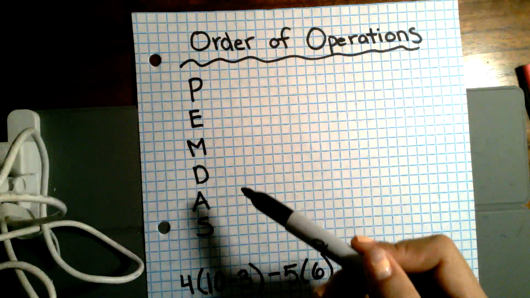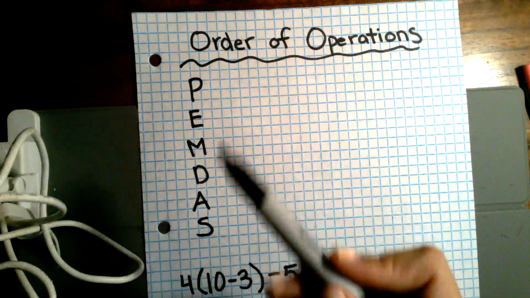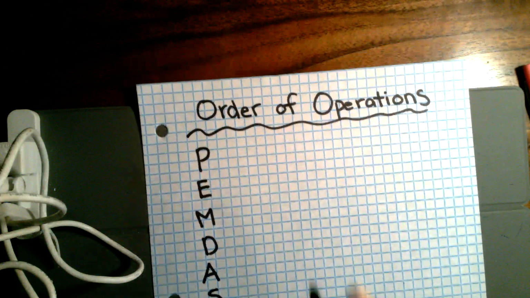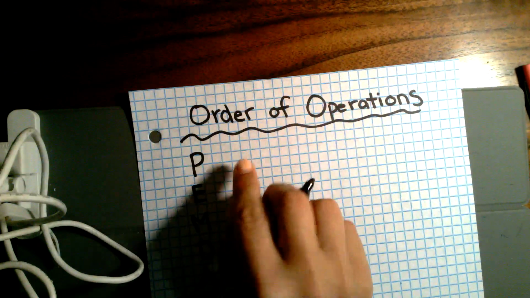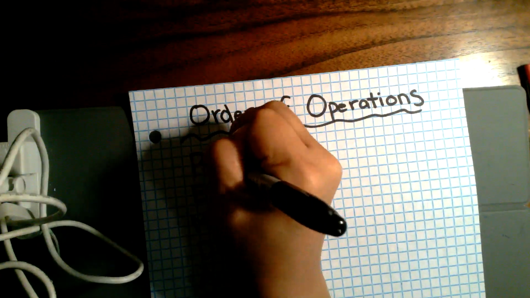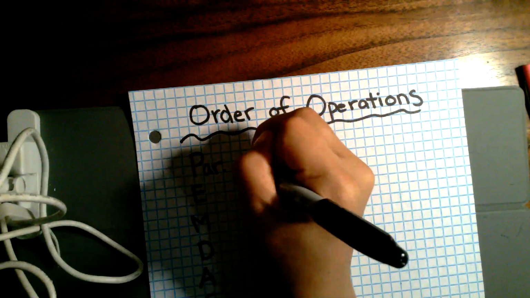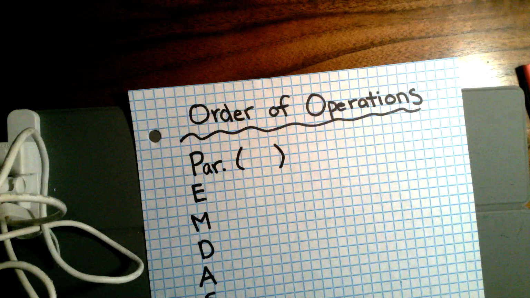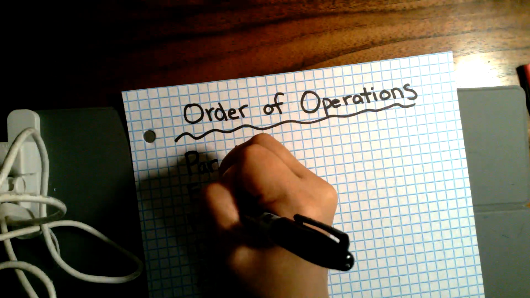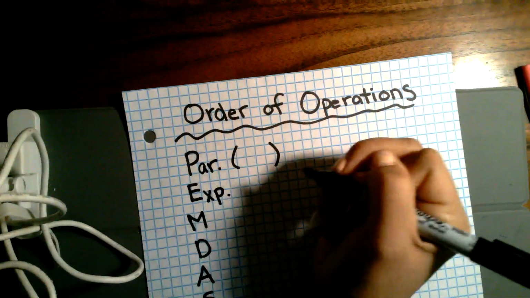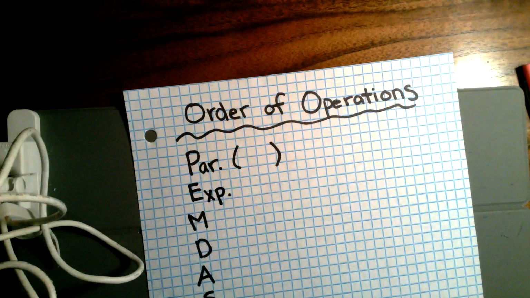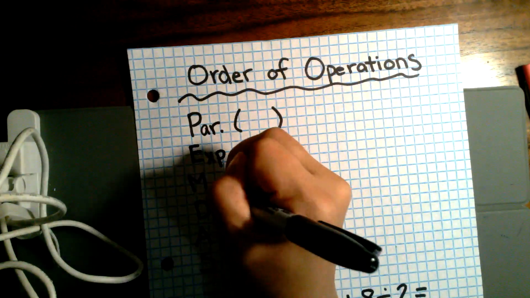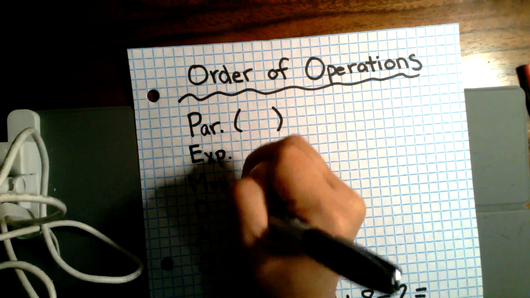PEMDAS, please excuse my dear Aunt Sally. It's been around for a while. So this tells you what to do first. The first thing that we do is we work with the parentheses. So we do whatever is inside parentheses. The next thing we work with are the exponents. We solve any exponents. The next thing is multiplication and division.